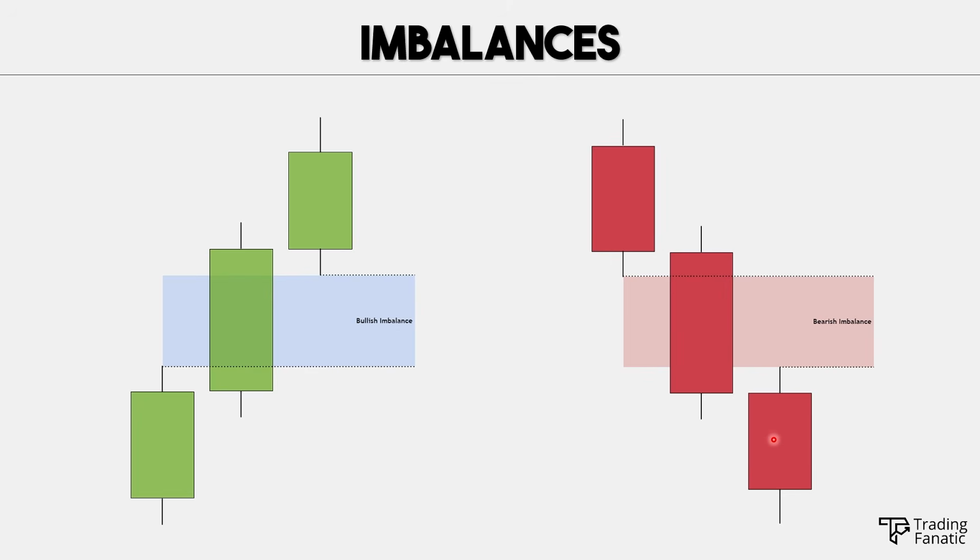And here is the bearish one. Candle 1, 2, 3, the wick here of candle 1, which is candle 1's low, does not overlap with the high of candle 3. So you have that bearish imbalance. There are also indicators for imbalances, so don't worry if you don't know about them, but there are plenty of tutorials out there. You can absolutely get the very foundation of what an imbalance actually is and how it looks like.